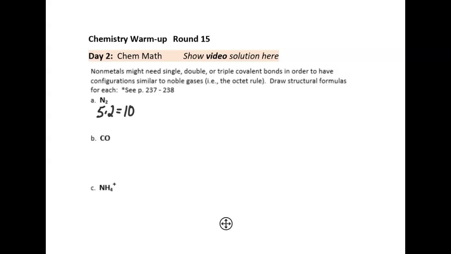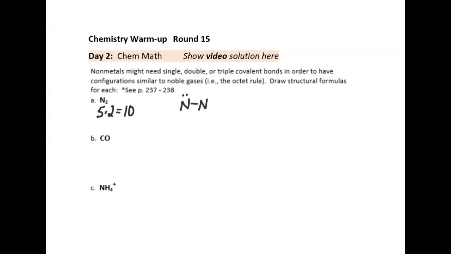Next, write down the atomic symbols for the elements. Nitrogen and then nearby another nitrogen. Connect those together using a single dash line. That single dash line uses 2 of our 10 electrons. There are 8 remaining. Now go around the outside of the atoms and put pairs of dots with the goal of ending up with 8 electrons surrounding each atom.